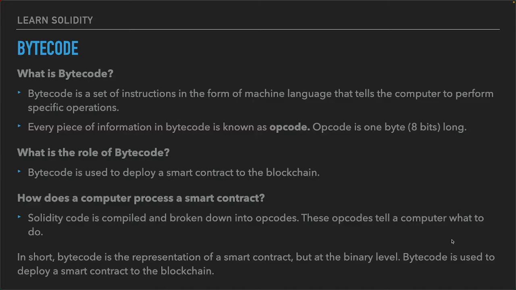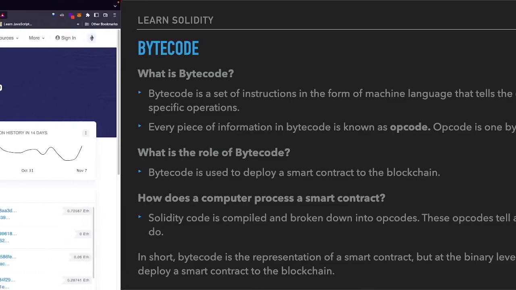And how does a computer process a smart contract? Well, Solidity code is compiled and broken down into opcodes, and these opcodes tell a computer what to do. I think that is self-explanatory because we've already been through it. So to recap this entire complicated theory, bytecode is the representation of a smart contract, but at the binary level, which is used to deploy a smart contract to the blockchain. Now let's take a look at an example and see what bytecode looks like on Etherscan.